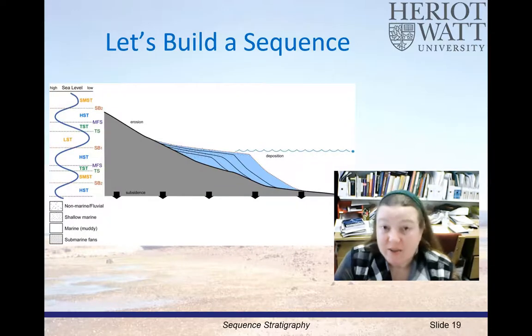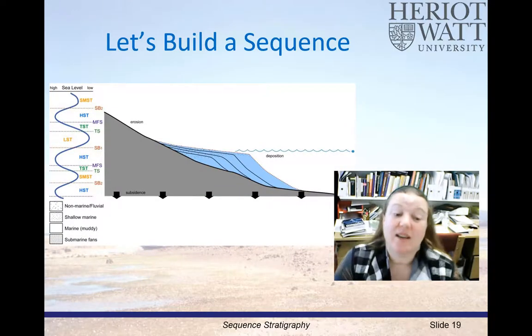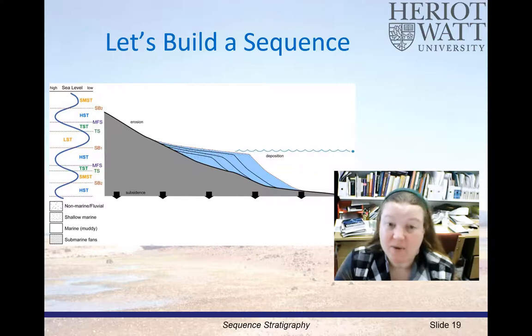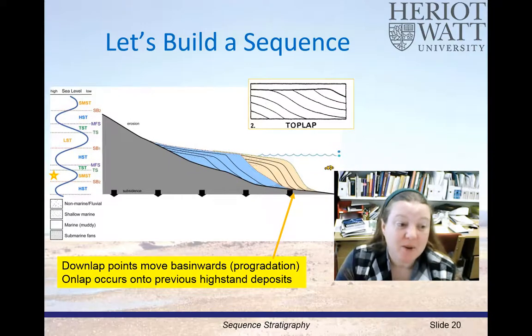Having defined the individual systems tracts, let us look now at how this works when building up a sequence and some recognition criteria other than those already covered. We start with a little prograding set deposited during high stand. The sea level drops, but not enough to expose all the shelf. The new set of strata has onlap onto the previous high stand deposits or may top lap out against the limit of accommodation, which is going to be sea level.